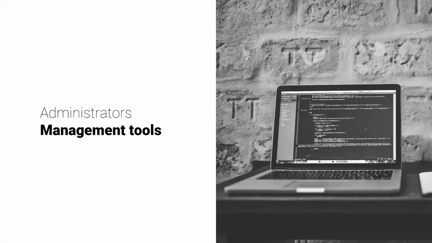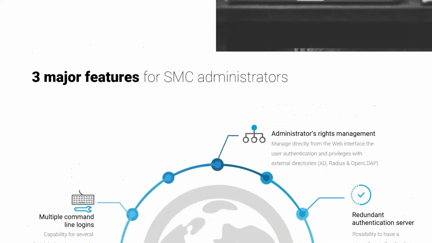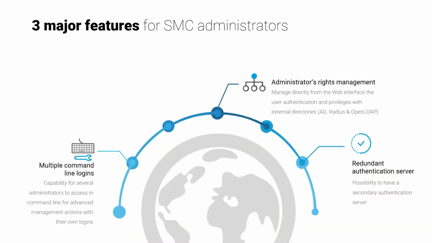For the first feature that we introduce, there is a first topic which is related to administrator management tools. Three features are released within this major topic. First one, the multiple command line, which offers capability for several administrators to access the command line interface either from SSH or from the hypervisor console. The second one is related to the administrator right management. And the third one is related to the authentication server redundancy.